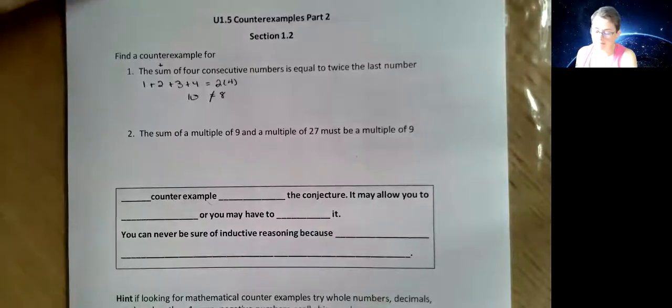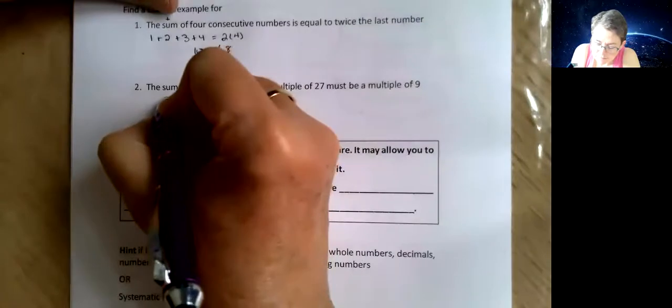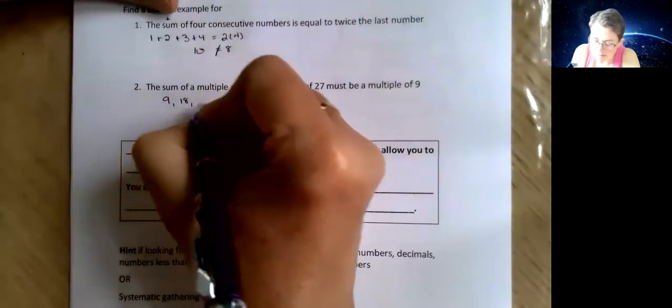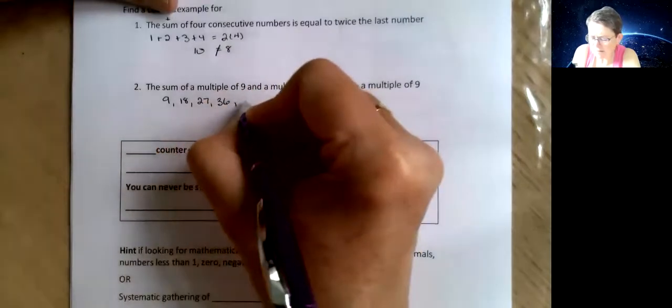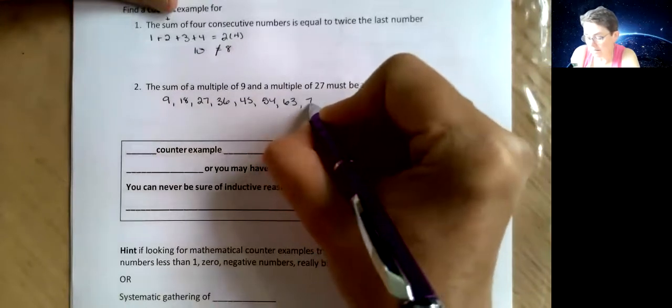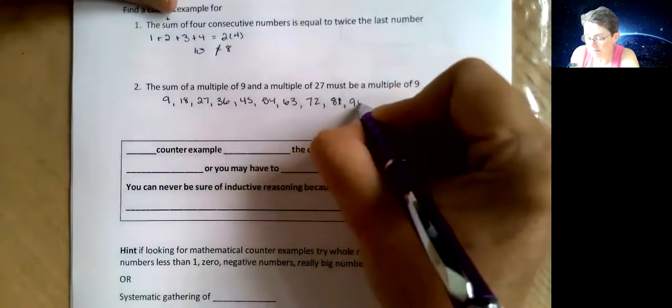The sum of a multiple of 9 and a multiple of 27 must be a multiple of 9. So 9, 18, 27, 36, 45, 54, 63, 72, 81, 90, 99. Not very exciting.